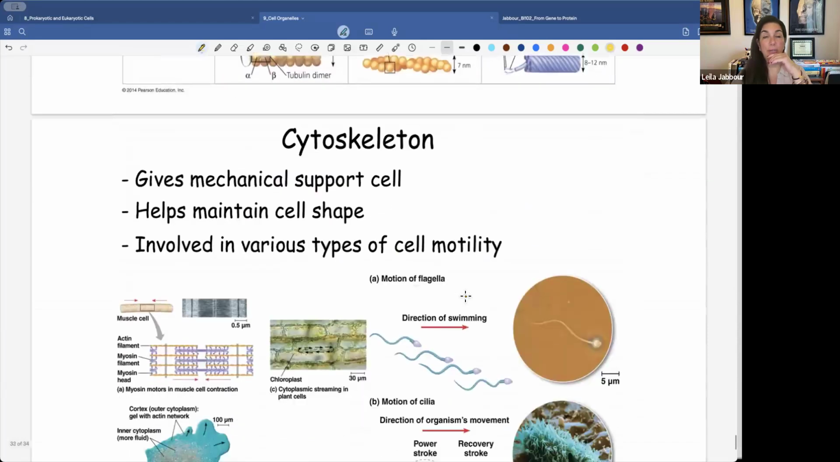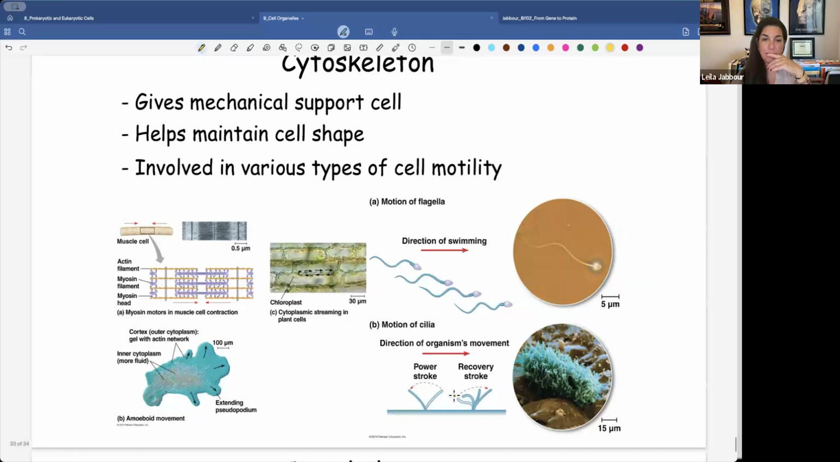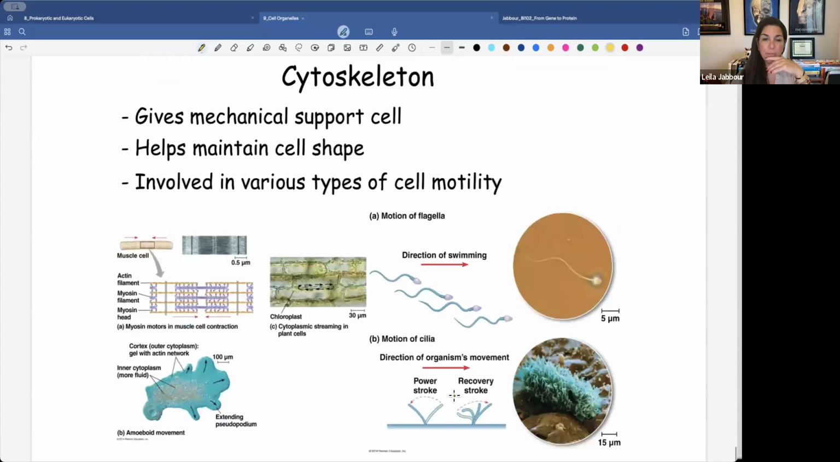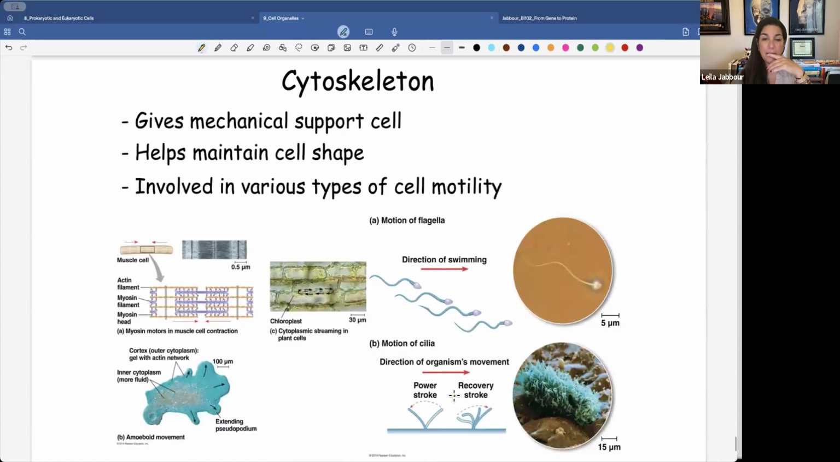Overall, the cytoskeleton in general gives mechanical support for the cell and helps maintain the cell shape. It's also involved in various types of cell motility, and you can appreciate that with these different examples here on the slide. Oops, this was posted twice. I don't know why. And this was the last slide. So this was a summary of the typical organelles in the eukaryotic cell. Hopefully the drawing in the beginning and going through the slides was helpful to really see the big picture. Thank you.